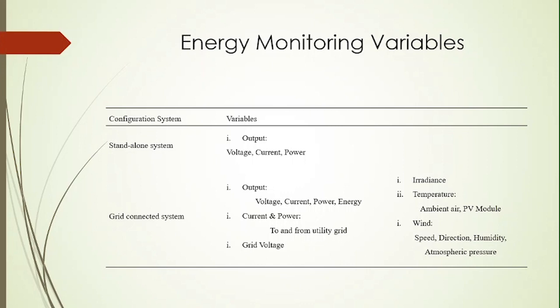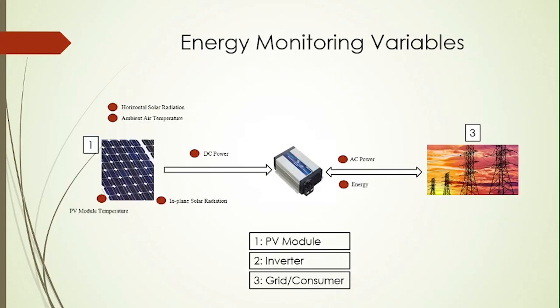These are the variables that are measured at different levels of this monitoring system. As you can see, starting from the PV module to the inverter and the grid or the consumer load, the horizontal solar radiation and ambient air temperature are measured on site in addition to PV module temperatures and in-plane solar radiation. The DC power is measured as an output of the PV panels, and AC power and the energy is measured between the inverter and the grid or the consumer load.